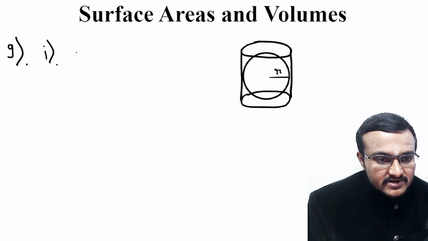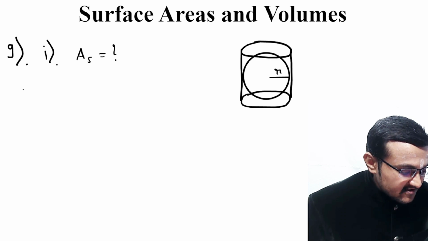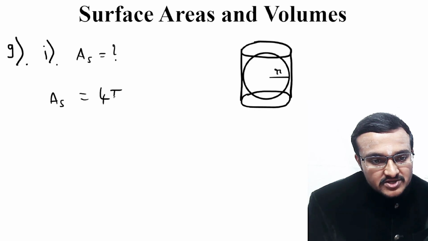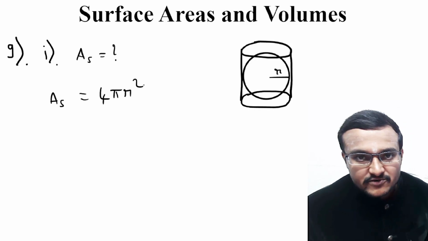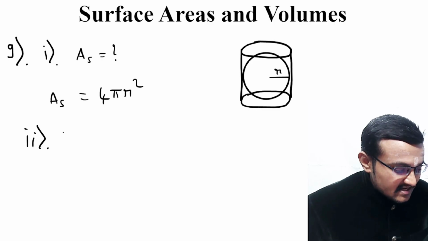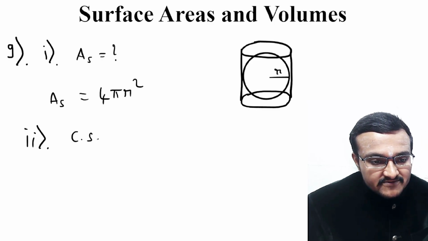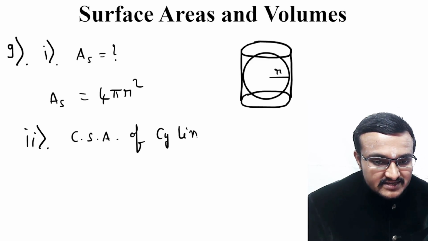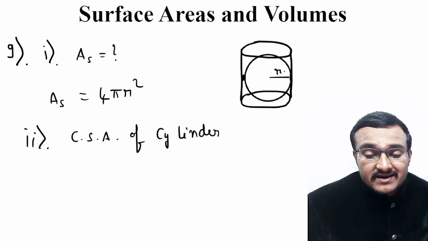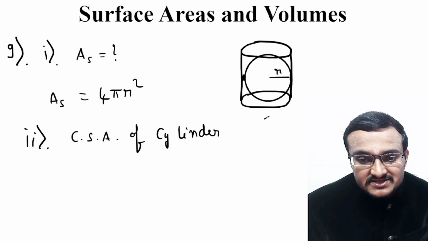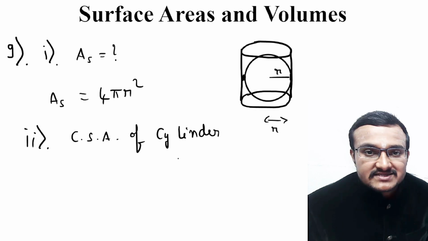And you have to find out the following parameters. So first you have to find out the surface area of this sphere. It will be equal to 4 pi r square. So 4 pi r square is the surface area of the sphere. Now in the same 9th question, the second part is to find out the curved surface area of the cylinder. Now this particular sphere is exactly enclosed in this cylinder. So the radius of this cylinder will also be equal to r.